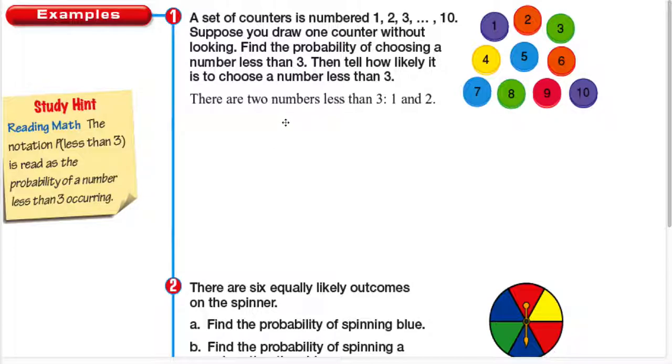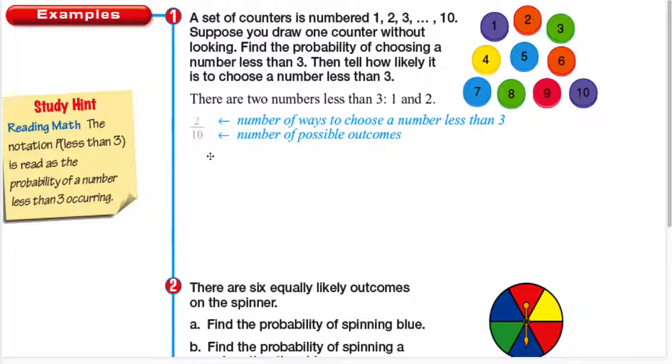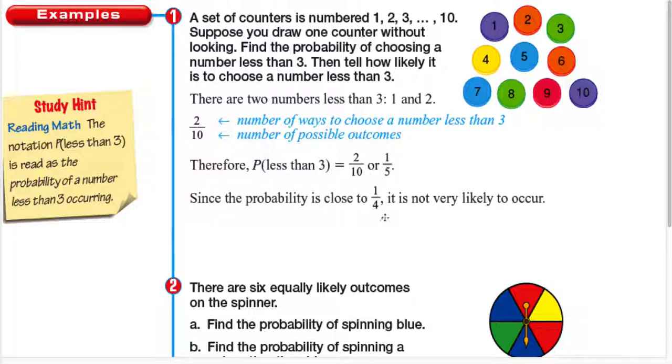So the number of ways to choose a number less than 3 over the number of possible outcomes will be 2 over 10. So 2 possible ways that it can occur and 10 possible outcomes. And we always simplify this. 2 over 10 is always simplified as 1/5. So the probability of choosing a number less than 3 will be 2/10 or 1/5. And since the probability is close to 1/4, it is not very likely to occur.